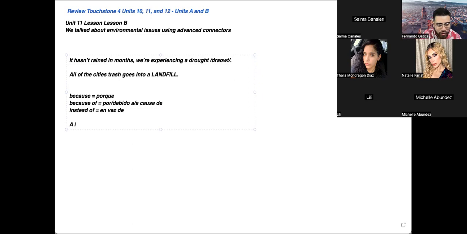So check this out. A lot of fish are dying. Oil spills are derrames de petróleo. Because of, or instead of? Because of. Muchos pescados están muriendo debido a los derrames de petróleo. Okay.